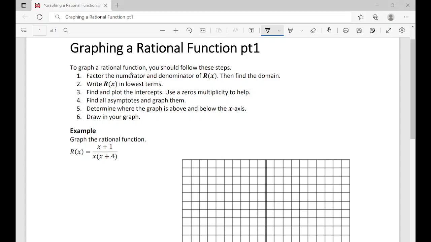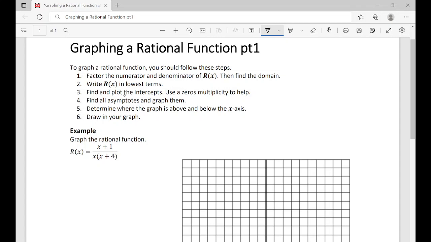To graph a rational function, you should follow these steps. First, factor the numerator and denominator of r of x. That way you can actually find the domain of the function. Second, after you factor the numerator and denominator, write it in lowest terms.